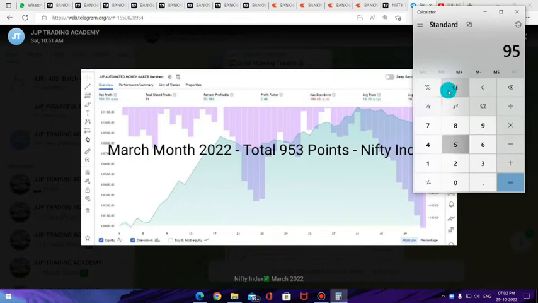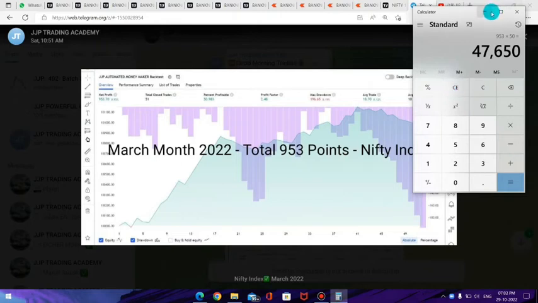If you have taken the entry for March and implemented our strategy, 953 points have been reached, so you would get 47,650 for two lots of options itself. Your investment for options is how much? 30,000. So you are getting 47,650 as profit in a single month itself. This is how you should see the strategy performance.